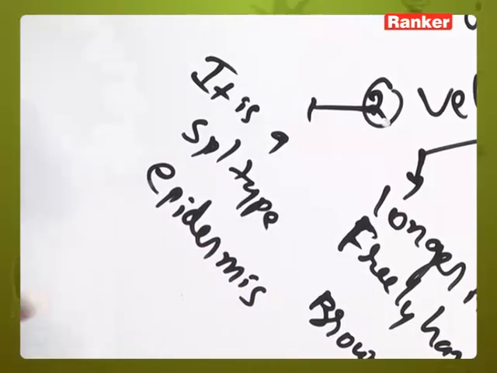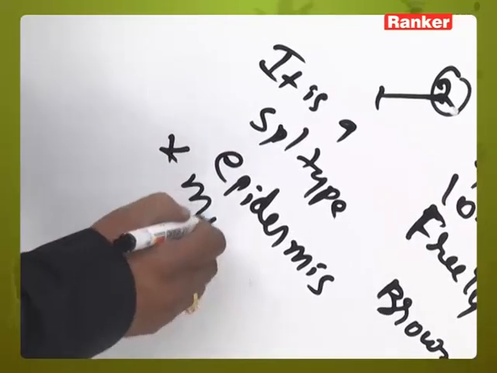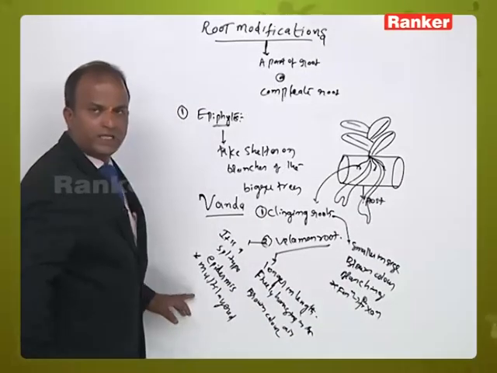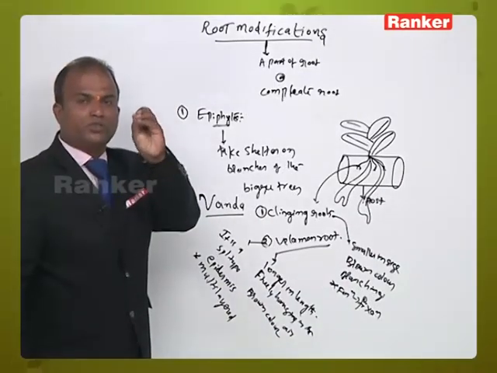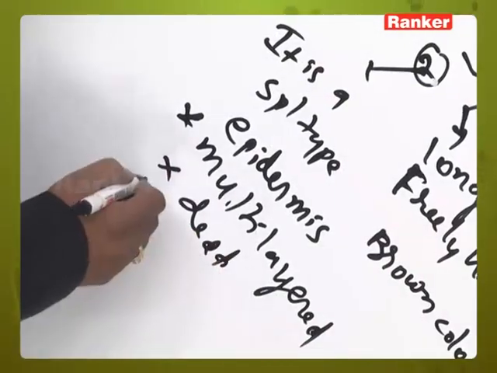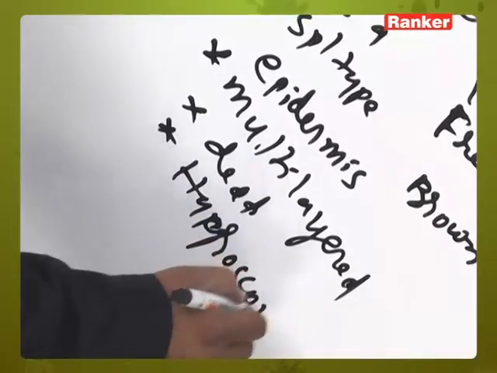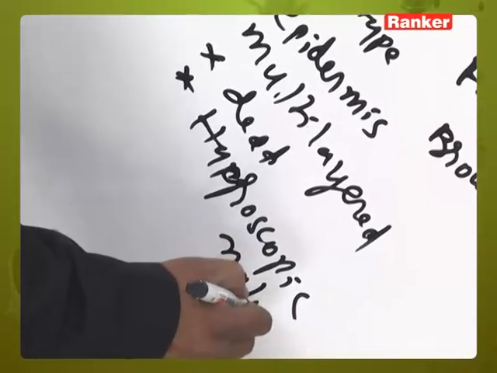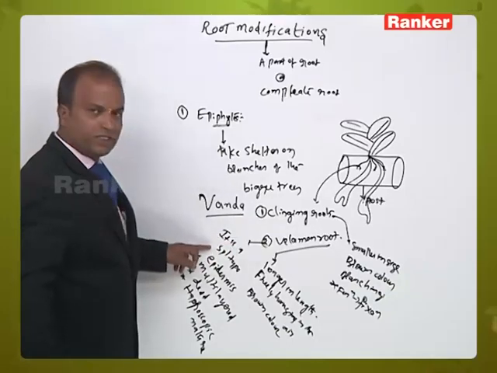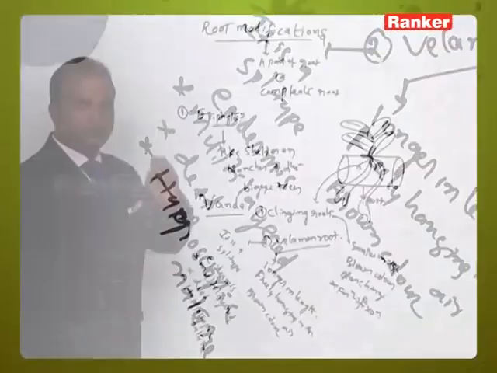Velamin is a special type of epidermis. It is multi-layered, dead, and shows hygroscopic nature. What is meant by hygroscopic nature? That means velamin roots have a special type of epidermis, which is a multi-layered, dead, hygroscopic velamin tissue.